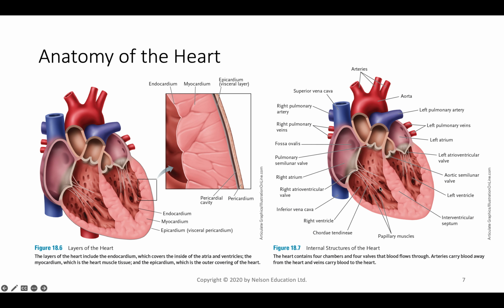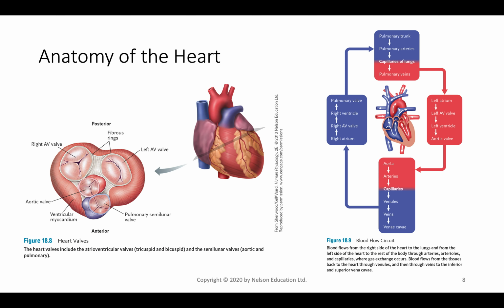Some other things of interest: here's some chordae tendineae. These are going to be responsible for holding this atrioventricular valve, this one-way valve, closed. And we also have the papillary muscles that are going to be helpful with that as well. And this region here, in between the two ventricles, is known as the interventricular septum. Septum just means separation between the two ventricles.